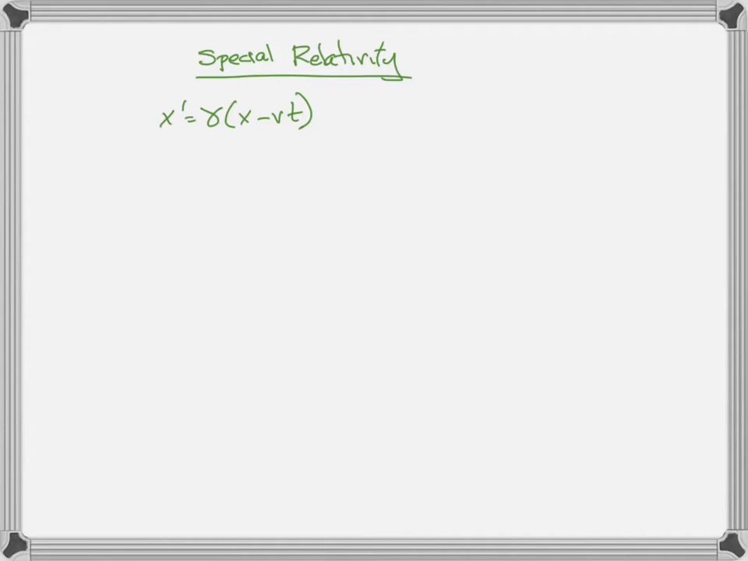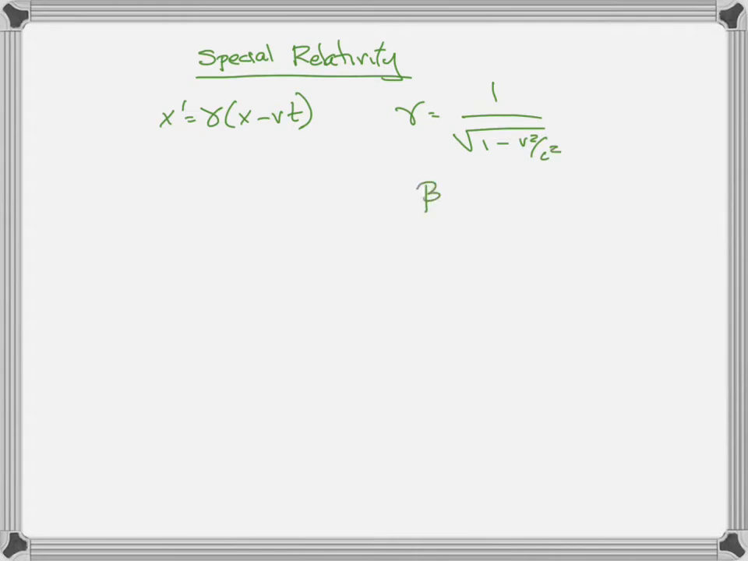So, special relativity, Lorentz transformation. Instead of the Galilean transformation, x prime equals x minus vt, it's simply x prime equals gamma times (x minus vt), where gamma equals 1 over the square root of 1 minus v squared over c squared.